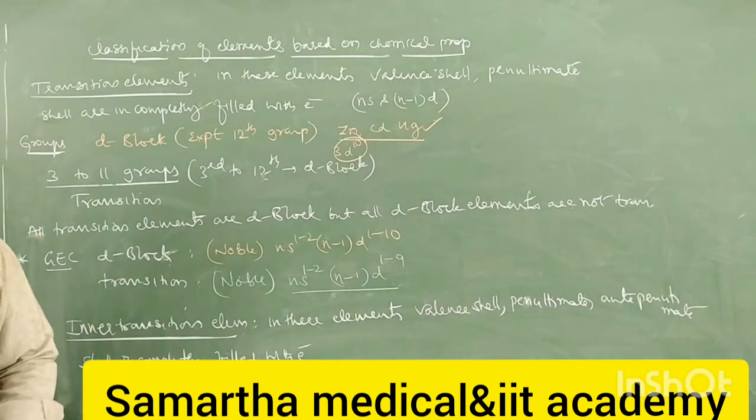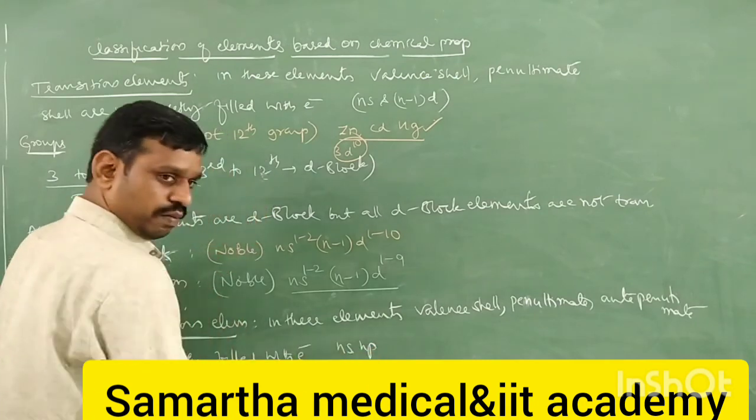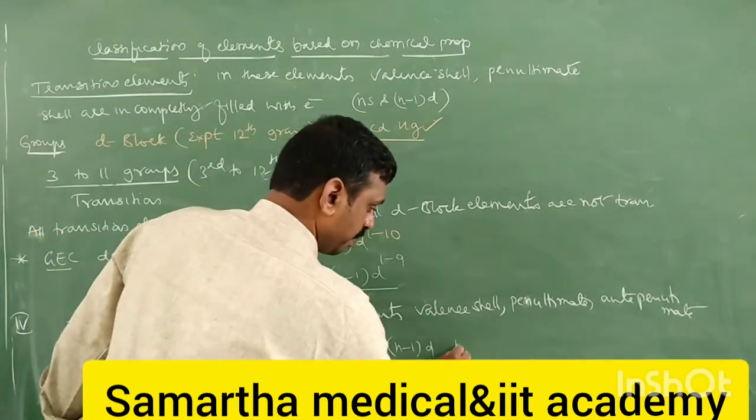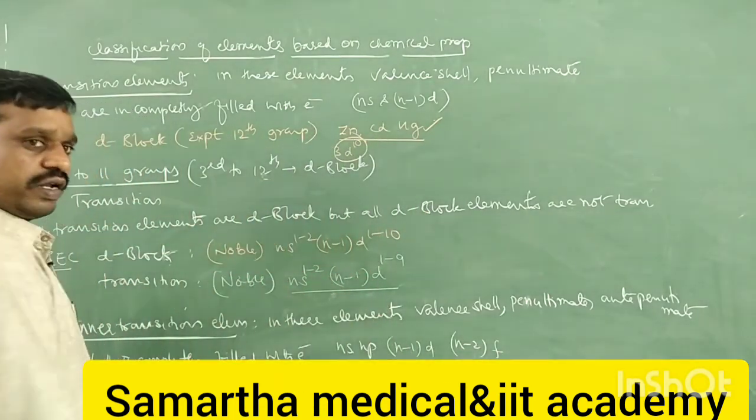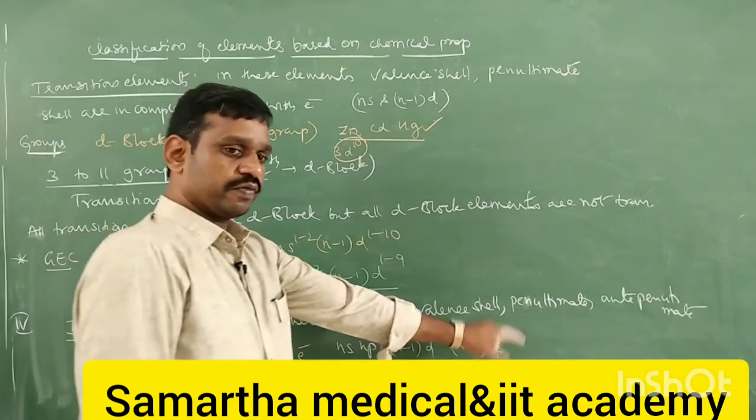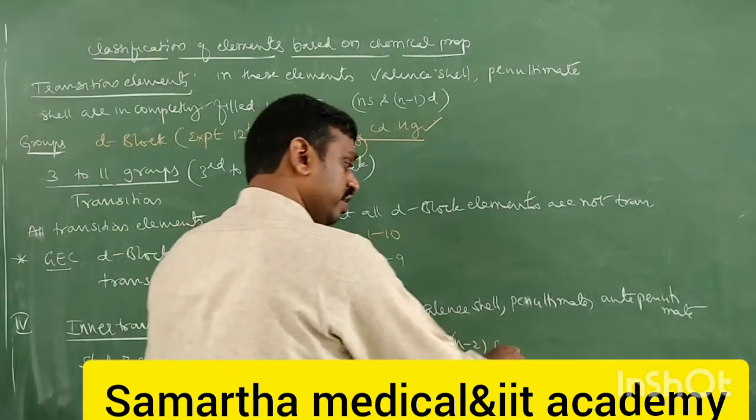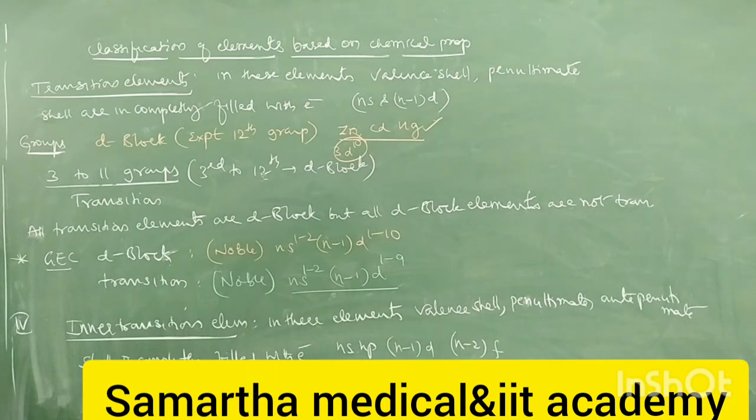Valency, that is ns, np. Penultimate, that is (n-1)d. Next, anti-penultimate (n-2)f. So all these 3 orbitals, ns, np, nd, nf, are incompletely filled, either in elementary state or in their common oxidation state. That is the definition, no?